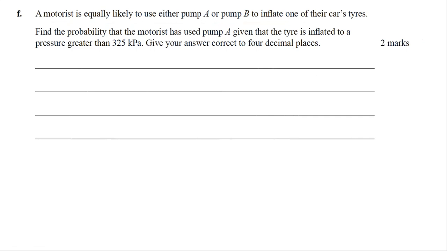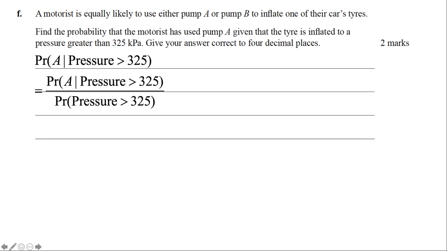Part F is a typical two-stage experiment question or conditional probability question. It says a motorist is equally likely to use either pump A or pump B to inflate one of their car's tires. And we want to find the probability that a motorist has used pump A given that the tire is inflated to a pressure greater than 325 kilopascals. Give your answer correct to 4 decimal places.